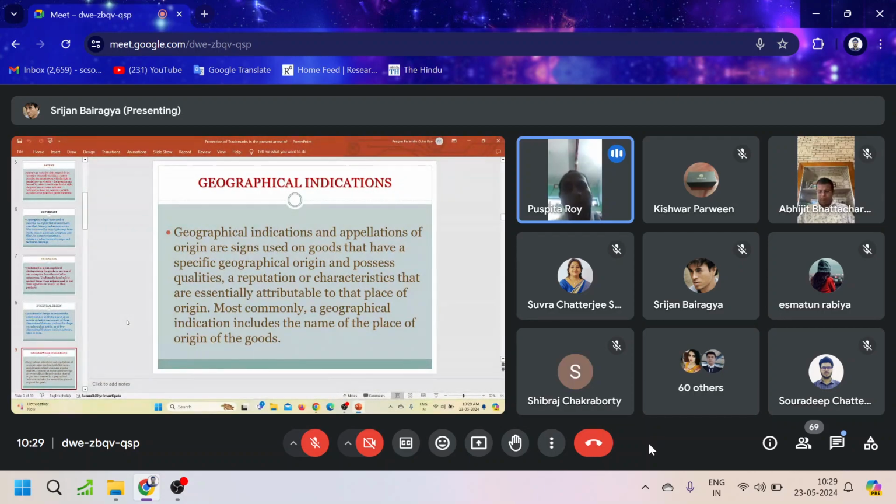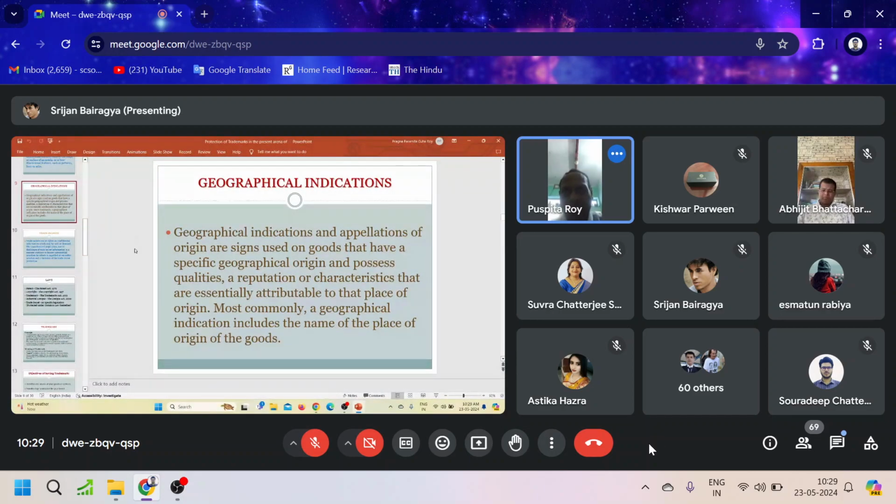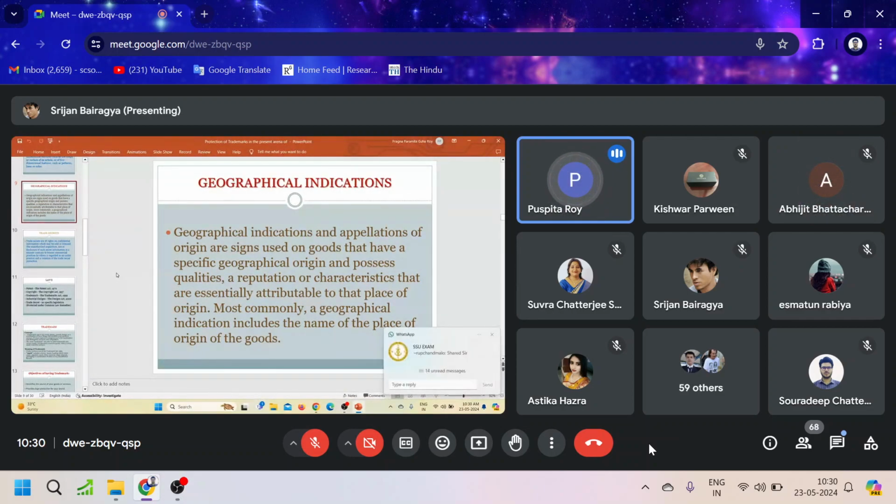Say, for instance, a few years back there was a controversy relating to the Rasogolla. Who will get the geographical indication for this Rasogolla, Odisha or the state of West Bengal? And ultimately, it was resolved that West Bengal will get the geographical indication for Rasogolla. So West Bengal is the place which is the origin of this thing and has its uniqueness. In the same way, Basmati rice, Kanjivaram silk. These are things that belong to different places.